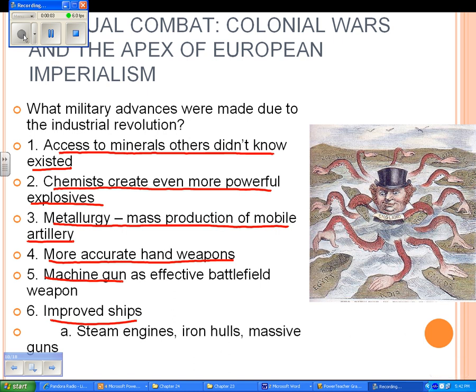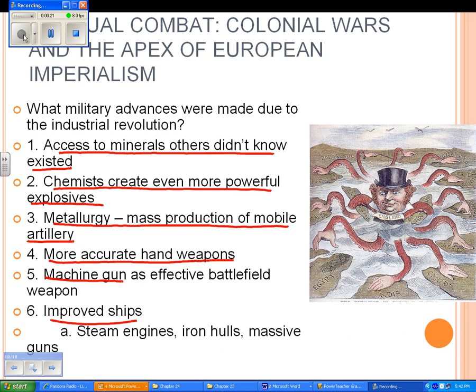A major theme of this chapter is imperialism. That's what we've been talking about. In fact, it's really what this chapter is mostly about: Europeans in places like India and Java. And eventually we're going to get around to China and places like that. So why were they able to make these military advances?